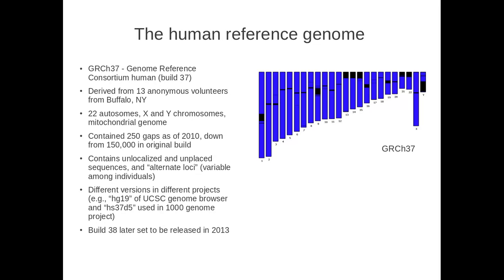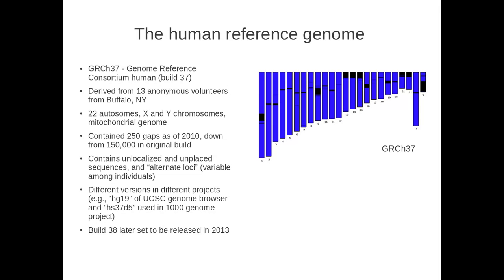It used to be quite broken up, where there were 150,000 gaps. These are pieces where we don't know how everything fits together. But as of 2010, we're down to 250 gaps. So it's basically closed. It contains some unlocalized and unplaced or alternate loci. Alternate loci are basically copy number variants, pieces of DNA that might exist in one individual but might not exist in other individuals.